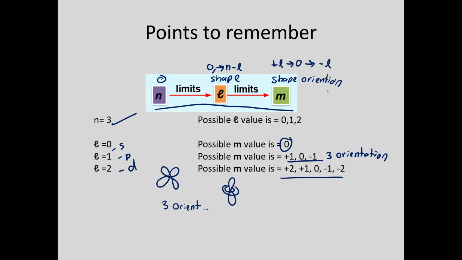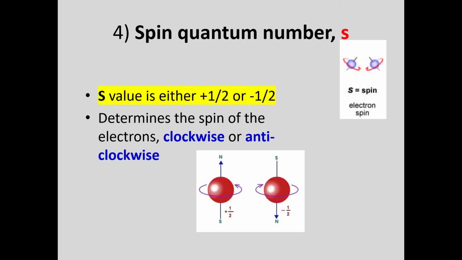Okay, the orientation based on the shape lah. Kalau shape tu bulat ada satu je. Kalau dumbbell dia ada 3. And then kalau clover leaf dia ada 5. Okay, the final quantum number is the easiest. Okay, this one so far the easiest. Kalau you guys tak dapat ni, saya tak tahu lah.